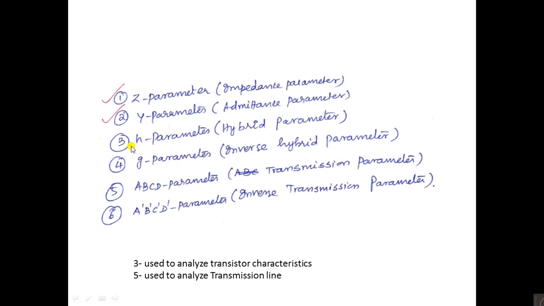Among these, frequently asked questions may be from these topics, Z parameter and Y parameter. If you understand them very well, then you can solve these problems in a very easy manner. Among these six parameters, the third one is H parameter. The H parameter is used to analyze transistor characteristics. Sometimes in 2 mark questions or any objective type questions, they may ask which parameter is used to analyze transistor characteristics. That is H parameter. Similarly, the fifth one, ABCD parameter, called transmission parameter, is used to analyze transmission line.